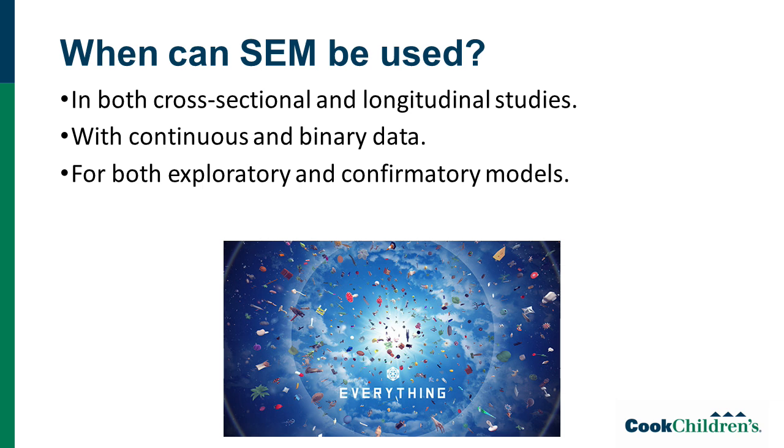SEM can be used in either cross-sectional or longitudinal studies, and these models often include autoregressive effects where a variable that's measured at 2 time points is correlated with itself. So this corrects for an overestimation of the variables among exogenous and endogenous variables. SEM can be used with continuous and binary data, and it's able to manage both data types simultaneously. And then it can be employed for both exploratory and confirmatory models.